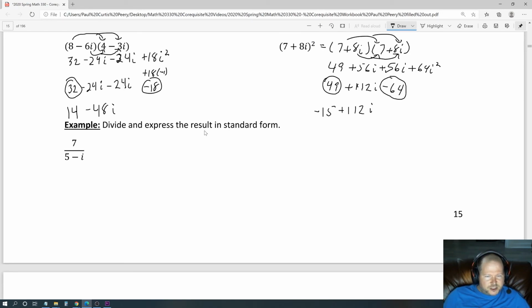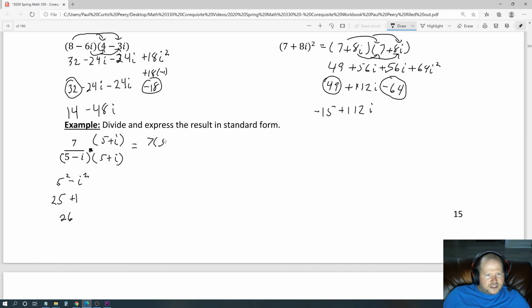Next, you're going to divide the expression and express the results in standard form. That's fine. So what we would basically do here is multiply by the conjugate. The conjugate of 5 minus i is 5 plus i, and then we also multiply the numerator by 5 plus i. On the bottom, we already did this pattern before: we're going to have 5 squared minus i squared, right? First term squared minus the second term squared. So what we're going to have is 25 plus 1, and then 25 plus 1 is 26.